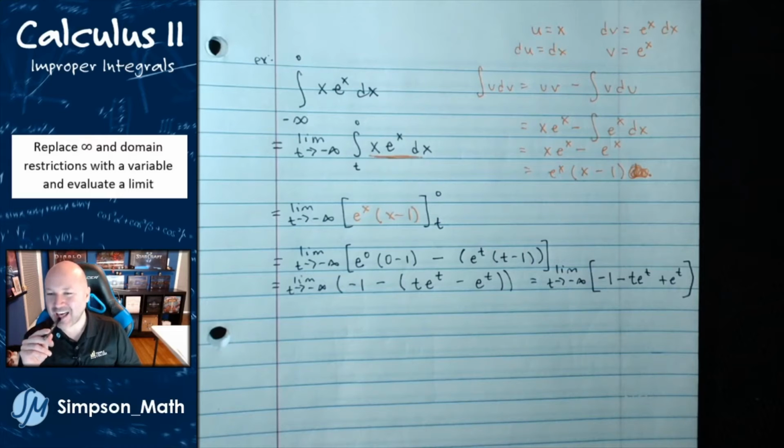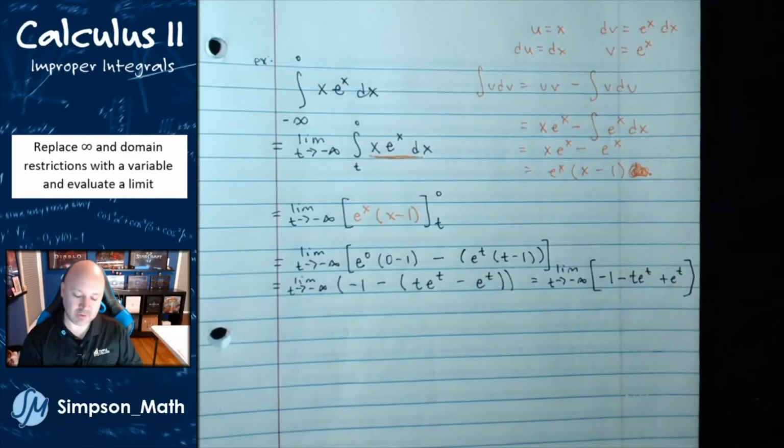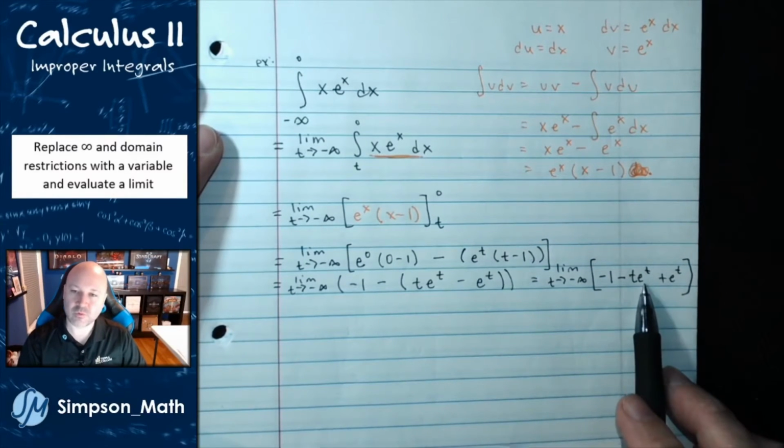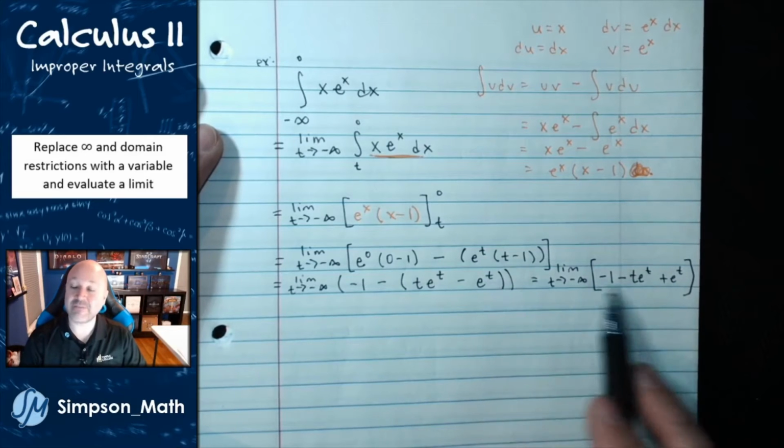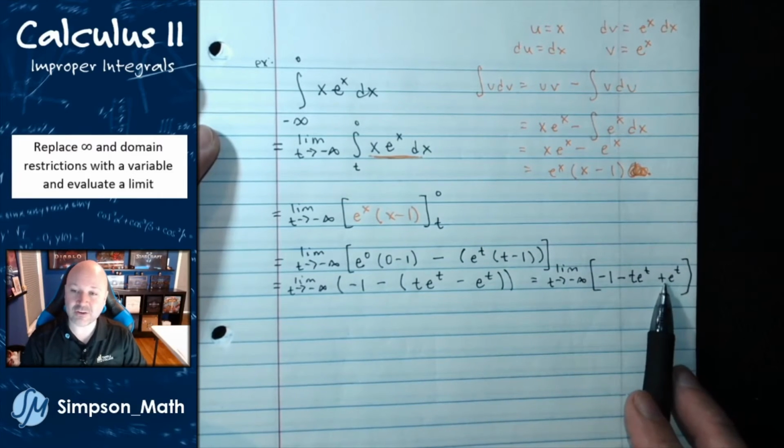I like this limit because I can separate it. I'm just trying to decide if I want to factor that e to the t out. It doesn't much matter if I plug in a negative infinity. I am going to rewrite this. I wish I had left the e to the t factored.